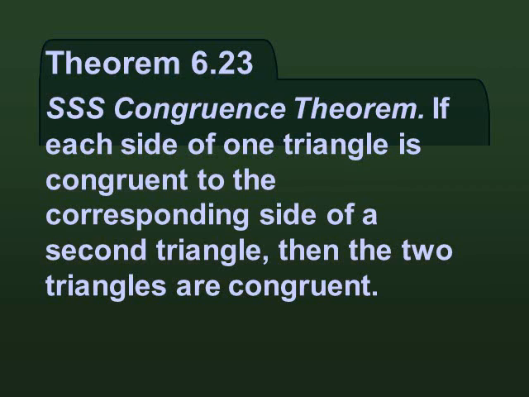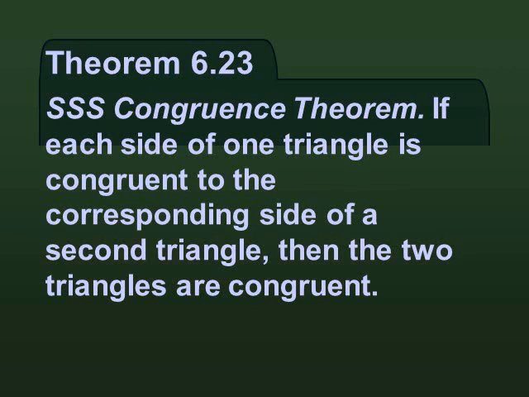Okay, so this is the last congruence theorem that you're going to learn for just any triangle at all. It's the side-side-side congruence theorem. It's just saying if each side of one triangle is congruent to the corresponding side of the second triangle, then the two triangles are congruent. I want you to take a minute and think of that.